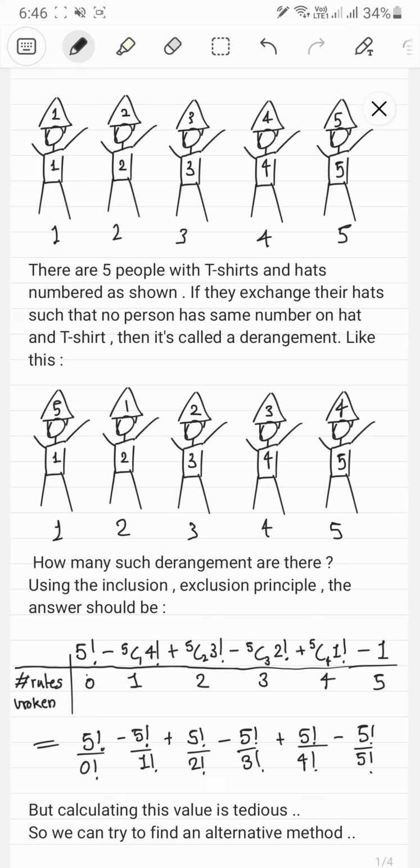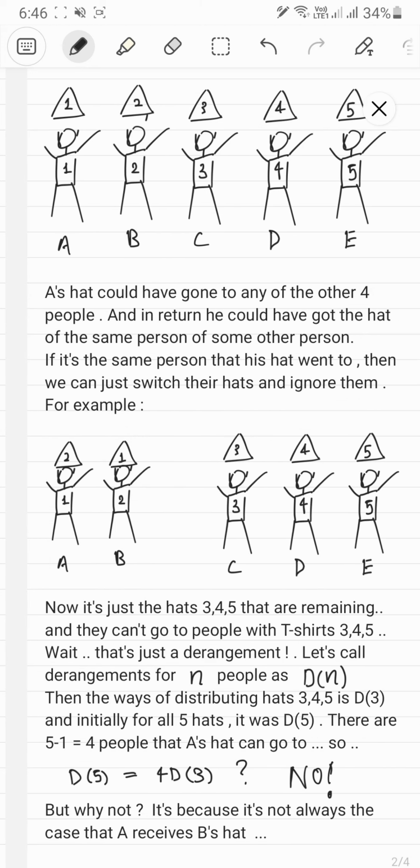Using the inclusion-exclusion principle, you can write this answer as 5 factorial minus 4C1 times 4 factorial plus 5C2 times 3 factorial, and so on. After some algebra, this can be written as 5!/0! minus 5!/1!, and so on. But calculating this value is very tedious, so we can try to find an alternative method.